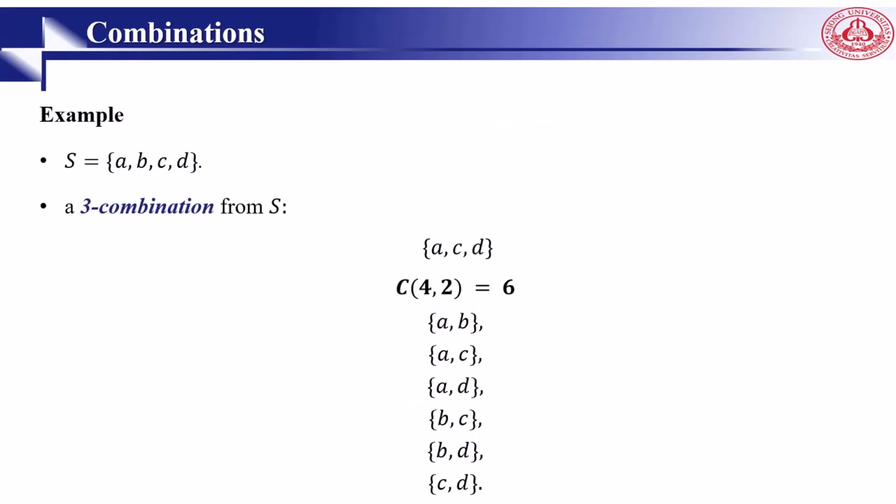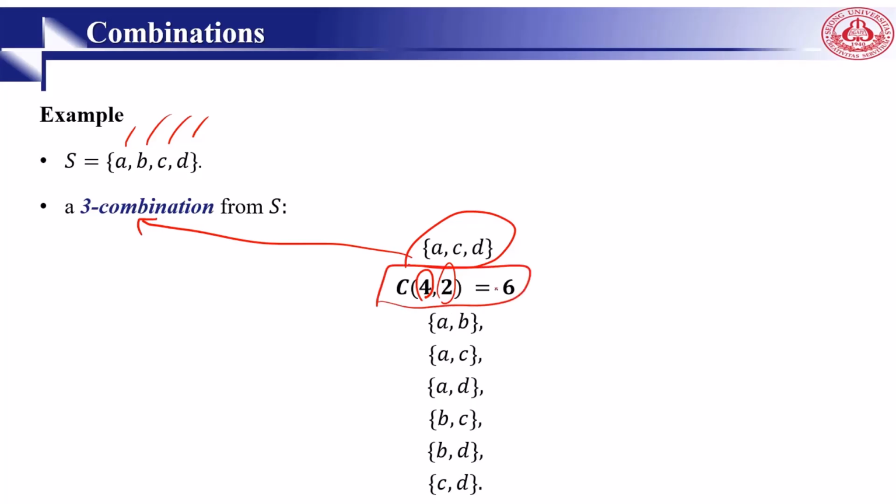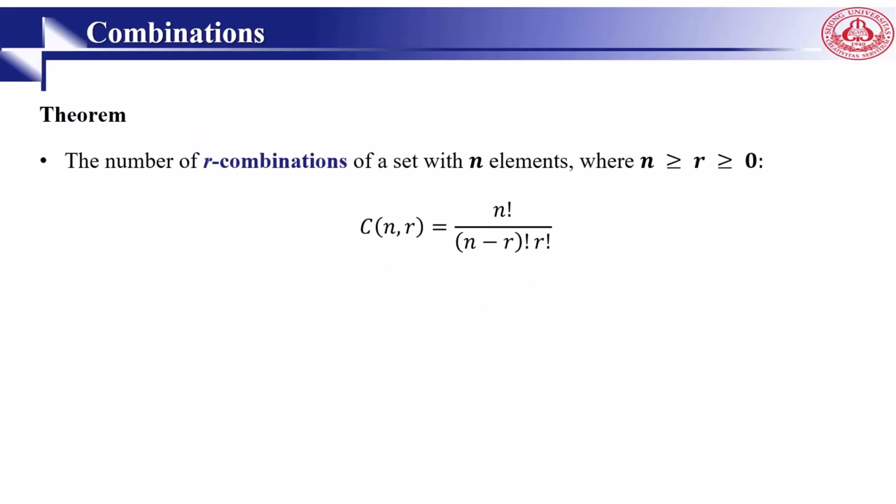Example: suppose we have the set S = {A, B, C, D}. Then ACD, for example, is a 3-combination from S. You can say the combination of 4 elements, and we want to use 2 of them. So 2 out of 4 is 6, because AB, AC, AD, BC, BD, and CD. Order is not important.